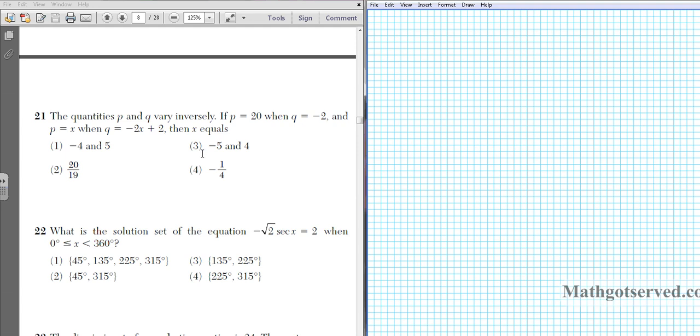So what do we know about two quantities varying inversely? Well, there are a couple of equations we can write for 21. In word form, you say P varies inversely with Q. Basically, P varies with 1 over Q. This is inverse variation. If you introduce a constant, let's say a constant K, then we have P is equal to K over Q, for some constant K.